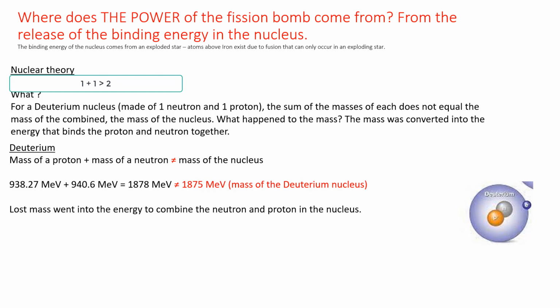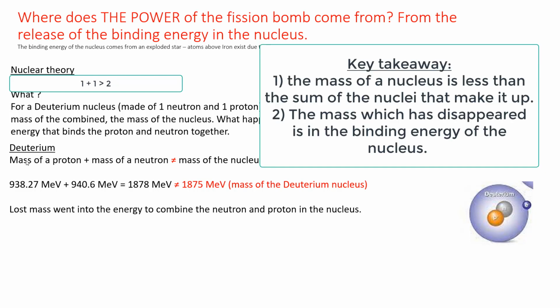Nuclear theory: 1 plus 1 is greater than 2. You're probably saying, what? Well, for a deuterium nucleus made of 1 neutron and 1 proton, the sum of the masses of each does not equal the mass of the combined nucleus. So what happened to the mass? The mass was converted into energy that binds the proton and neutron together.